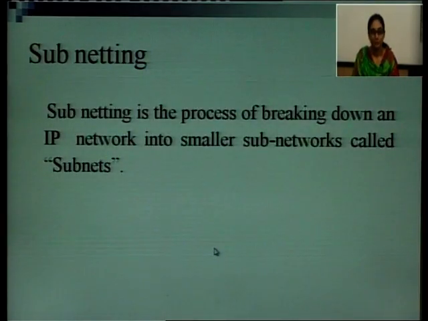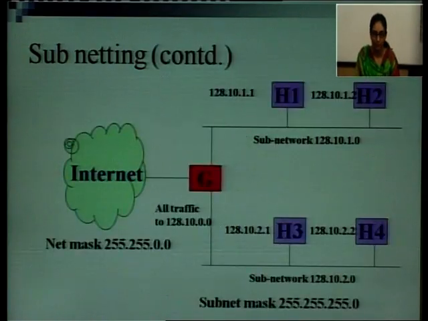Now two processes are used, that is subnetting and supernetting. Subnetting is the process of breaking down an IP network into smaller networks, which are called subnetworks. Suppose we have 128.10.0.0, so it belongs to class B. We use the last 2 bytes for the host ID, because the first 2 bytes are used for the network ID. We arrange this into 2 subnetworks. One is 1.1 and 1.2, and so on, and another is 2.1 and 2.2, and so on. So that particular address is divided into 2 subnetworks.